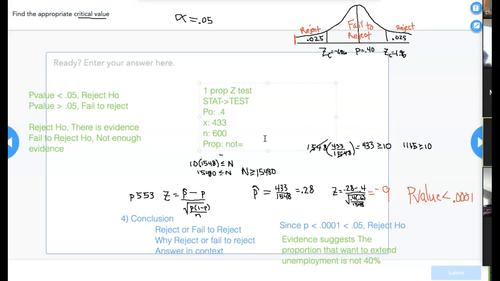P-value is low, reject the H0. Okay, it's a really low p-value. The p-value, really important, is not 4.5. It's a decimal. A lot of people will say, oh, the p-value is 1.2 or 6.3. P-values are always probabilities. They're numbers less than 1. You can't have a probability of more than 1.